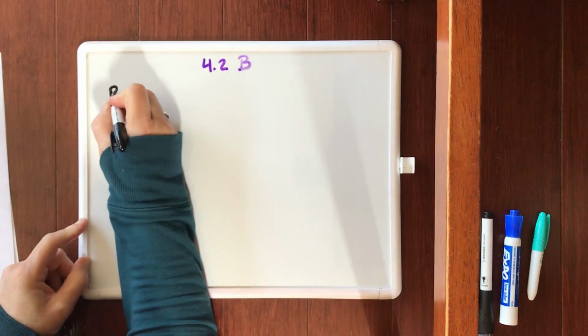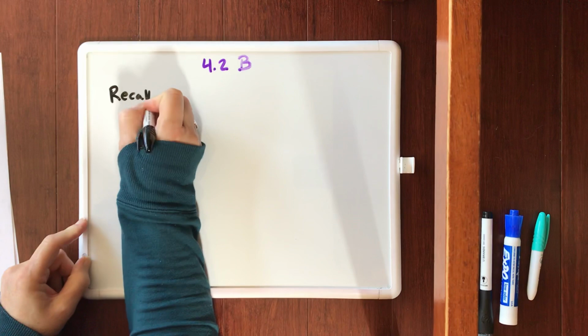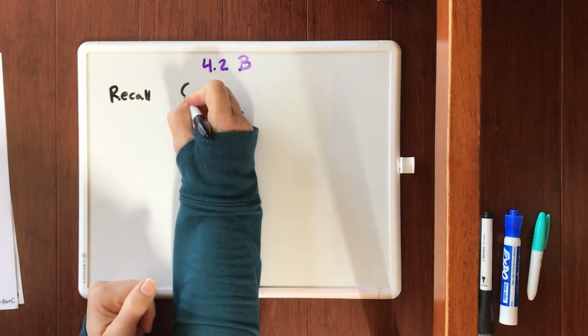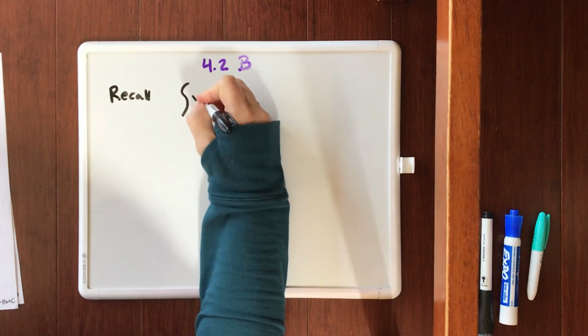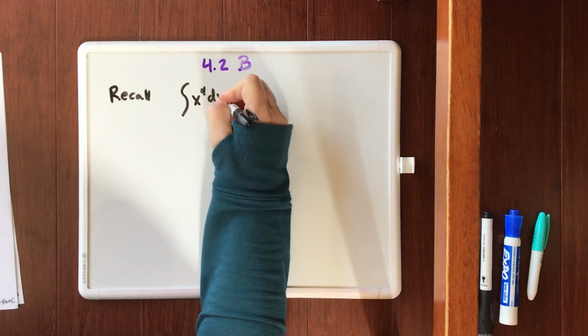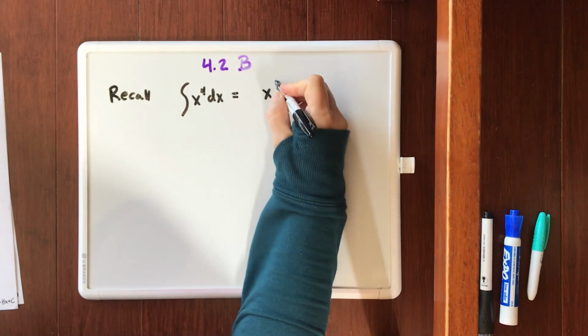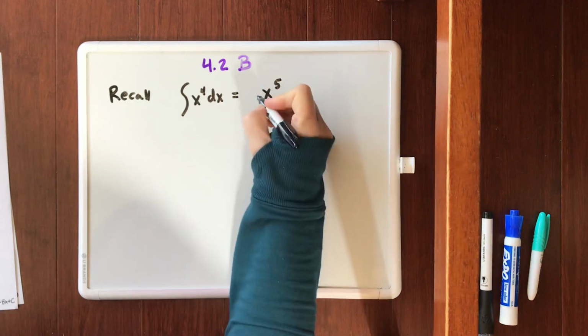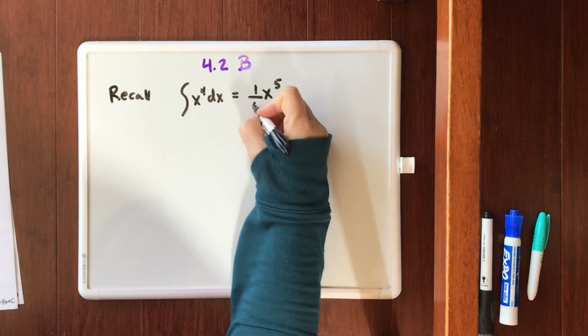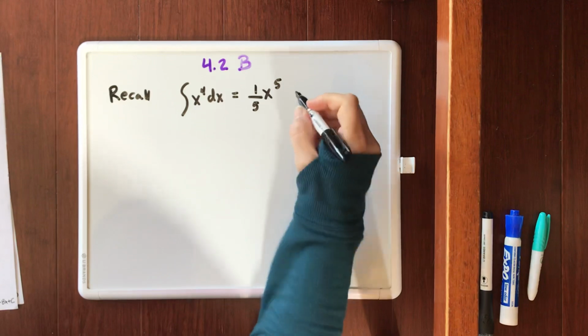Recall, if we integrate x to the 4 dx, we add 1 to the 4 and get 5, and so we multiply by the reciprocal plus c.